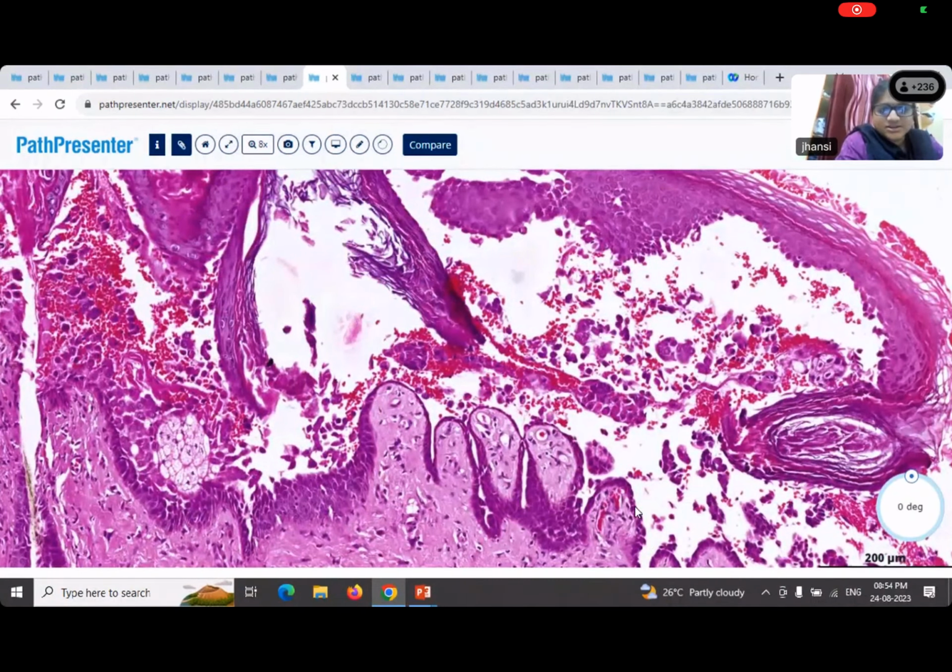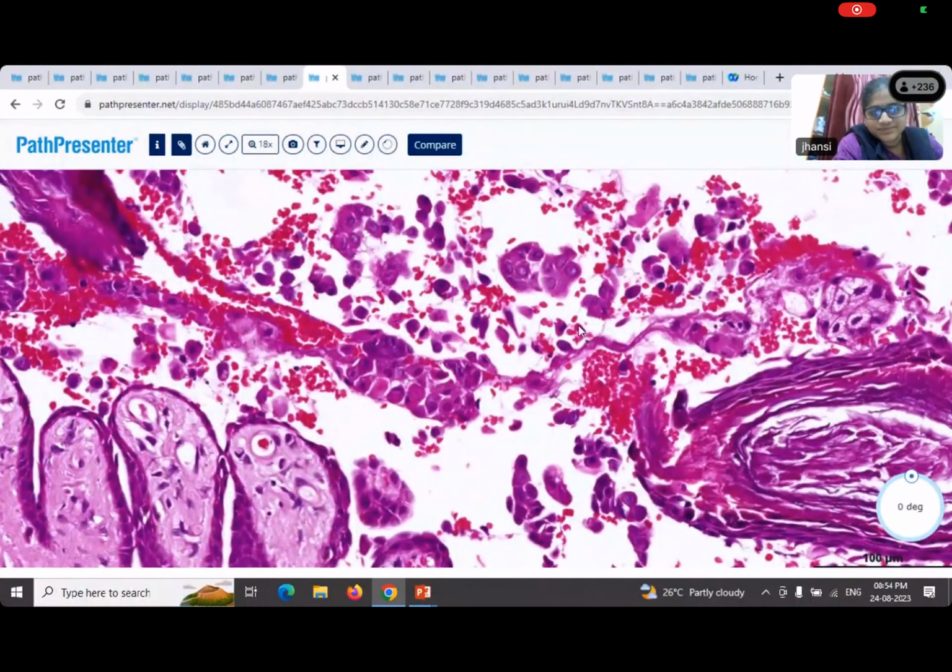So what does it contain? What are the contents? Acantholytic cells are there, ma'am. Yes, very good. So these are the acantholytic cells, which are nothing but the keratinocytes which have lost their adhesion. They are rounded up.